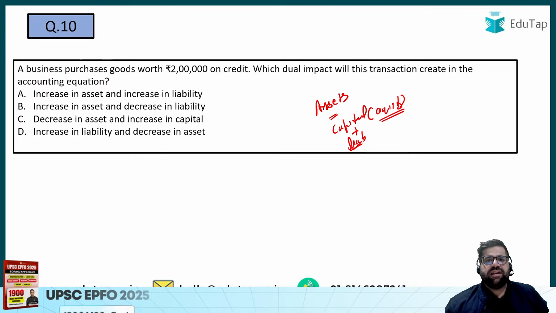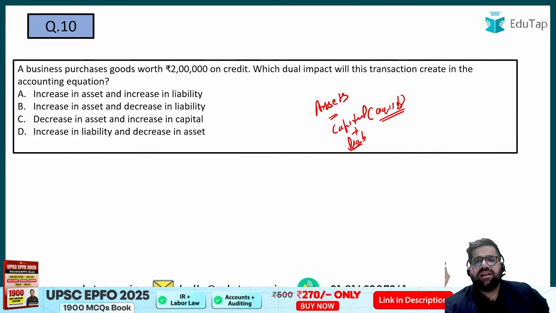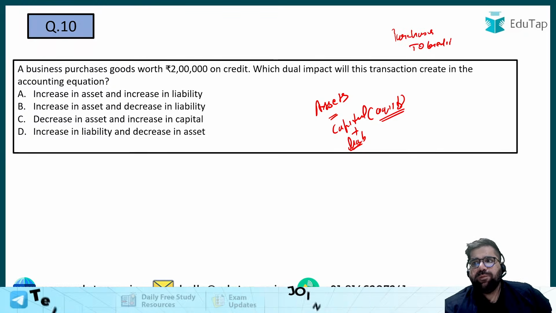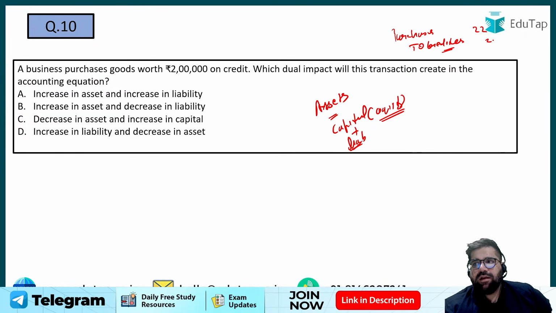So what is the correct answer when you are purchasing goods on credit? If you are purchasing goods on credit, your entry will be what? Purchase account debit to the creditor from whom you are buying, 2 lakh. Now if I'm doing debit purchase, this basically means my inventory is increasing.